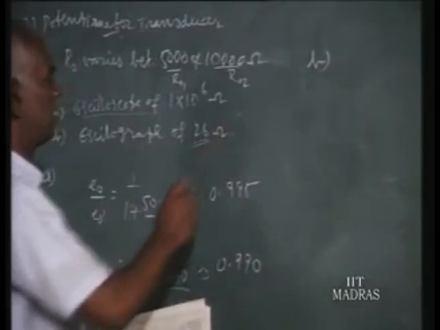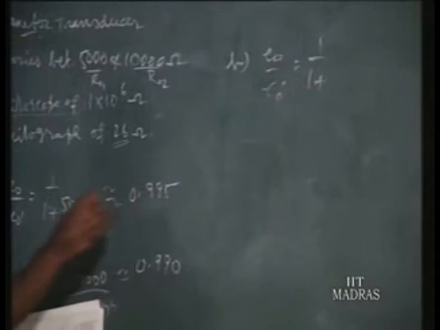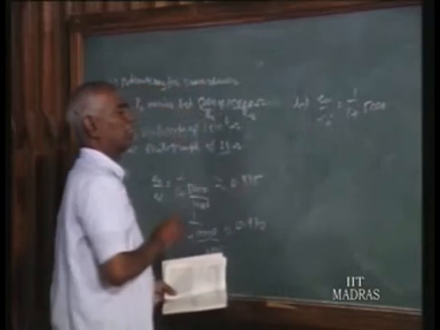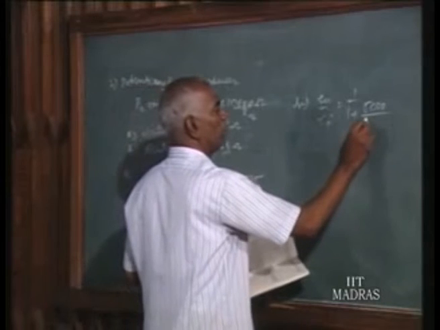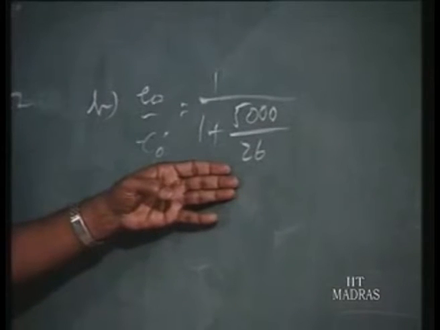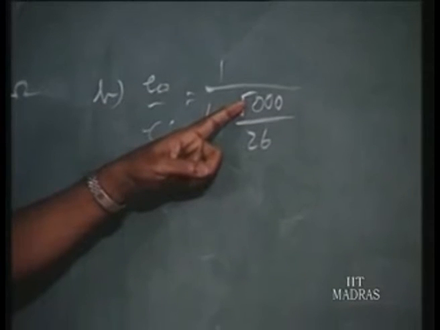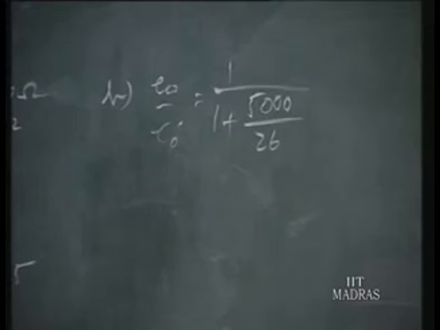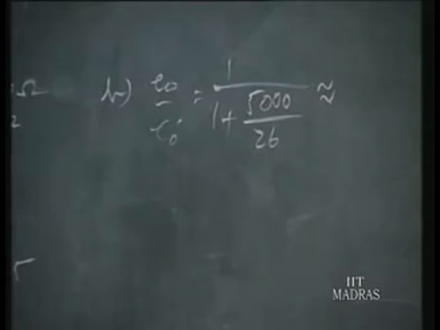That is instrumentation B: EO by EO dash is equal to 1 over 1 plus, in the first case, RO is 5000, when the displacement is at point A in the potentiometer transducer, divided by this is 26. Now it is only 26 ohm. Now the input resistance is smaller. We expect it to be 10 times larger than the output resistance, but here it is much smaller. It is just the opposite effect. So this gives rise to very high attenuation, and it is around 0.005.